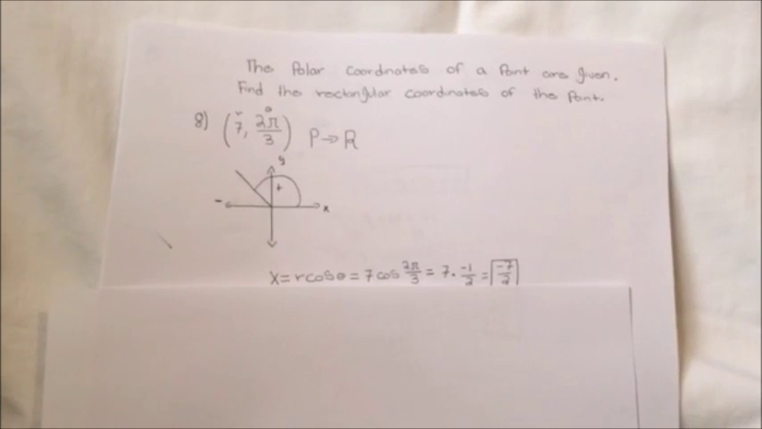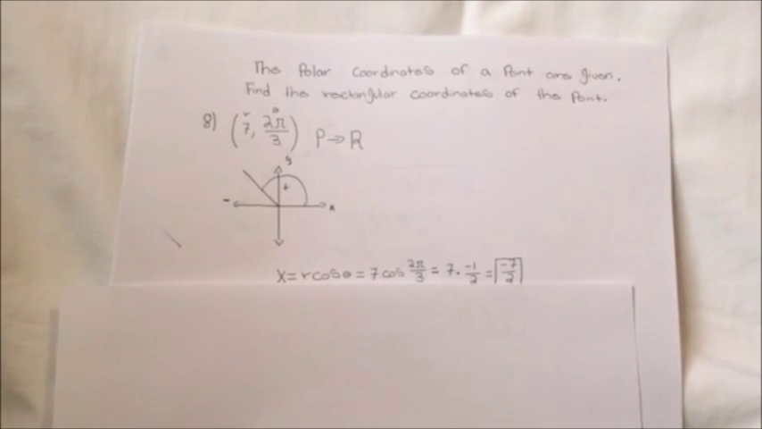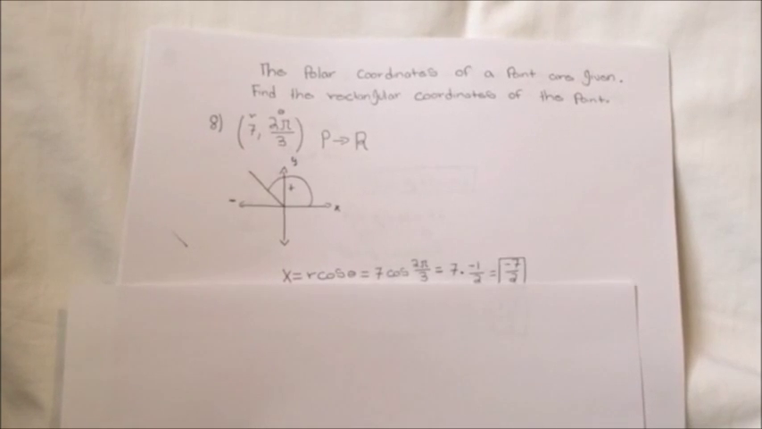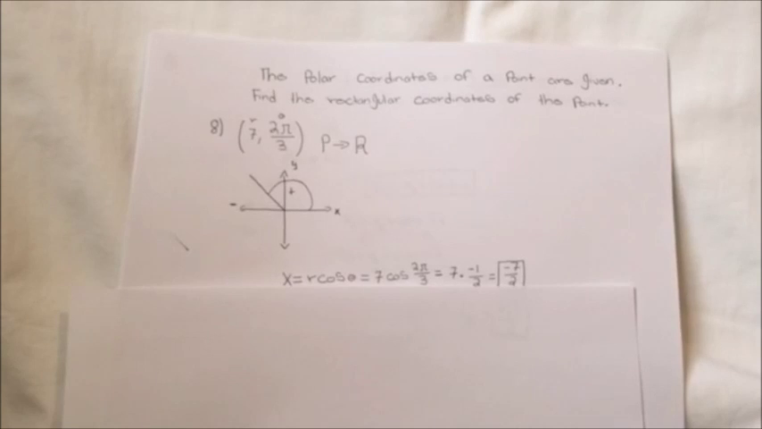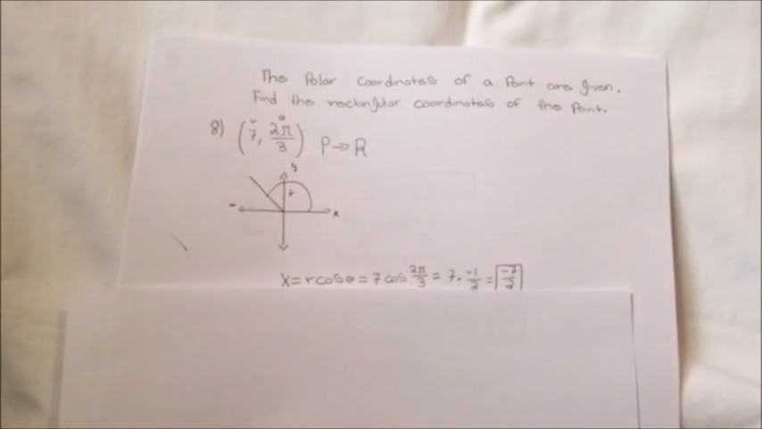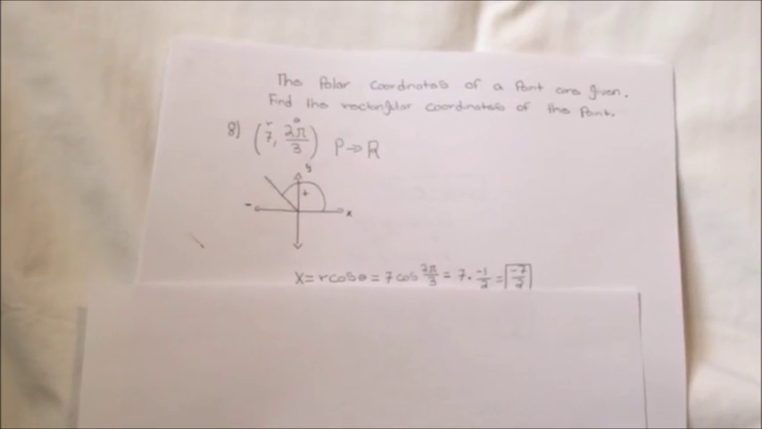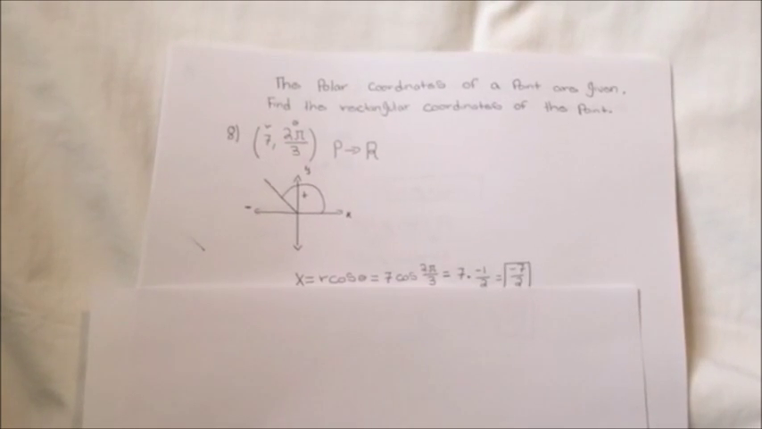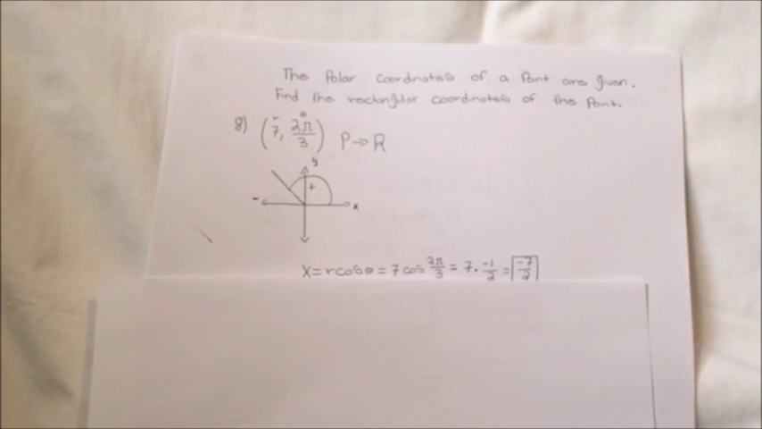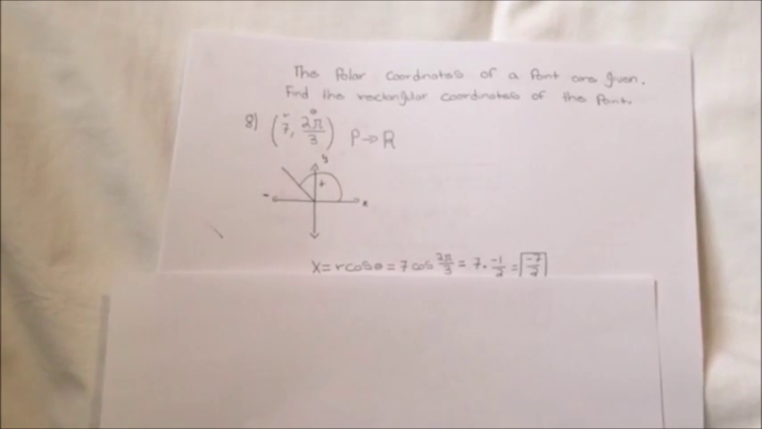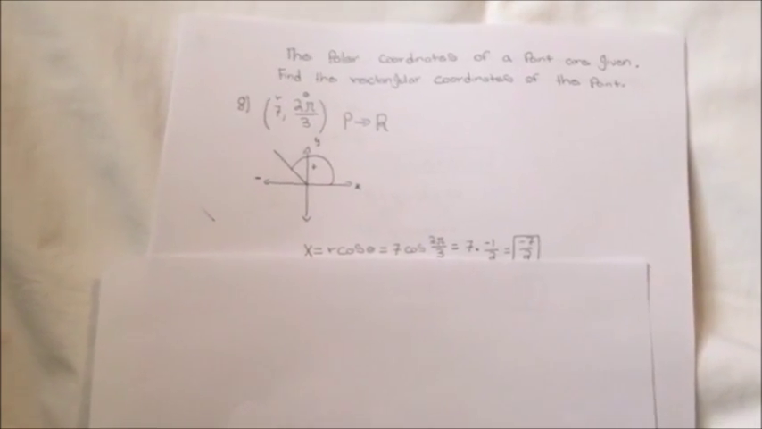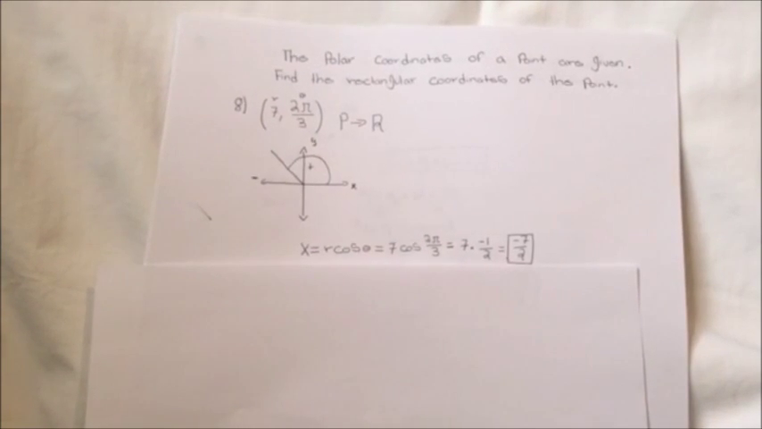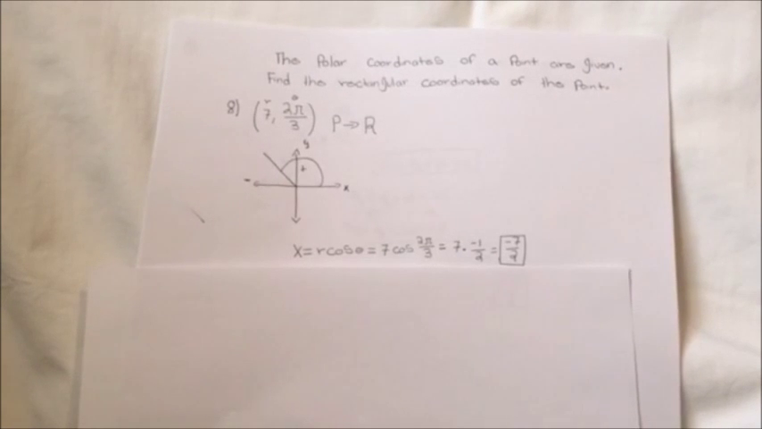So we have x equals r cosine theta. We just have to substitute 7 as our r and 2 pi over 3 as our theta. So we have 7 times negative 1 over 2, which gives us our x value, negative 7 over 2.